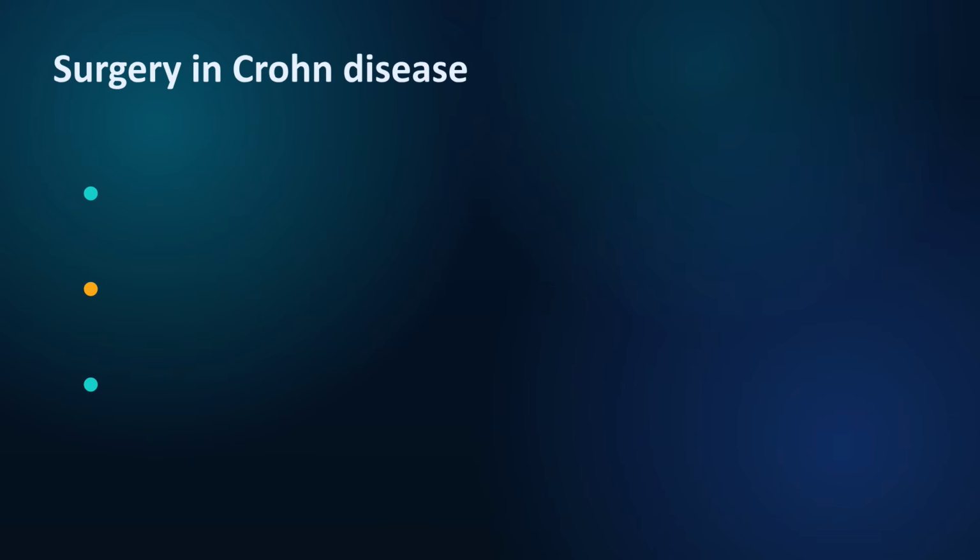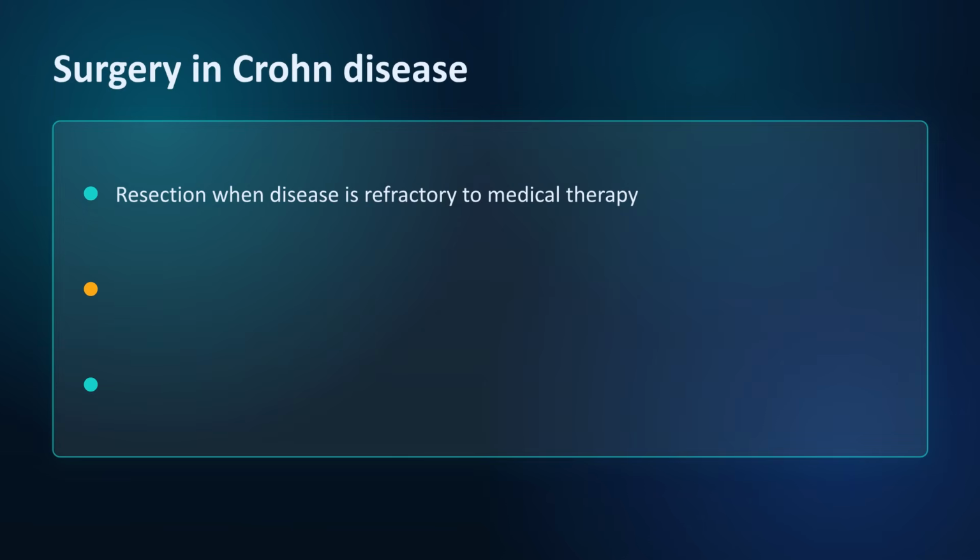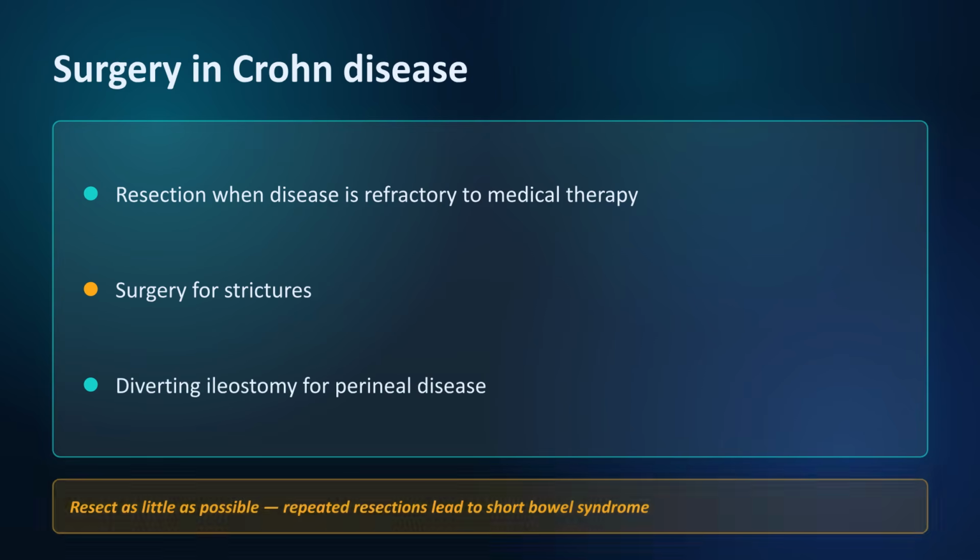Surgery in Crohn disease is a different proposition. Resection is used when disease is refractory to medical therapy. Surgery is used for strictures, which are fibrotic and will not respond to any amount of immunosuppression. And a diverting ileostomy is used for perineal disease. Now here is the governing principle. Resect as little as possible. Crohn disease recurs, so a patient may face repeated operations across a lifetime, and each resection removes more absorptive surface. Enough resections and you produce short bowel syndrome, which is its own serious disease. Stricturoplasty preserves length where the anatomy allows it.